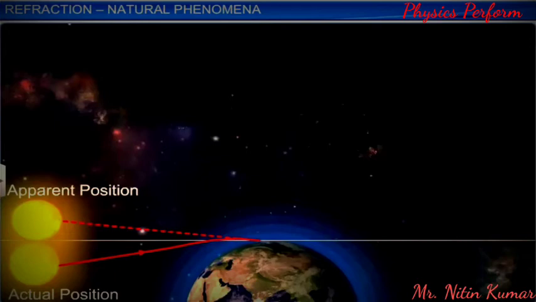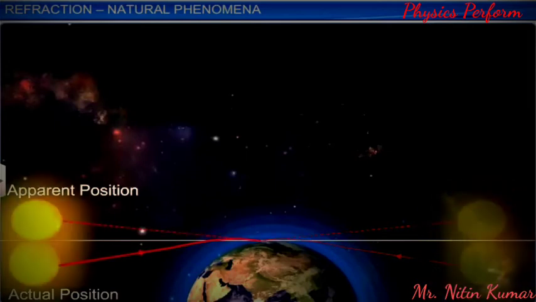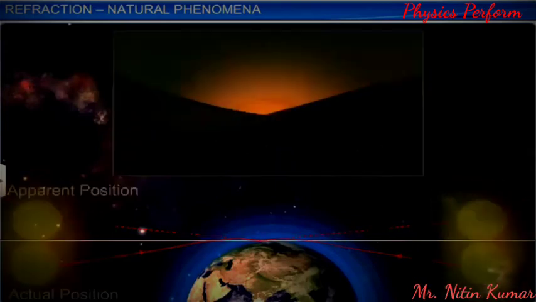At the time of sunrise and sunset, the sun appears to have an oval shape. The rays from the lower region of the sun travel longer distances than rays from the upper regions. As a result, the upward shift is more for the lower end and the sun appears oval.